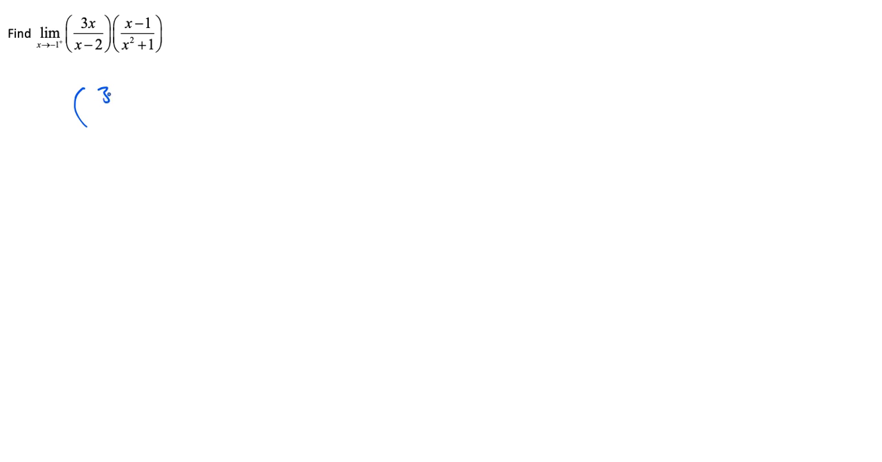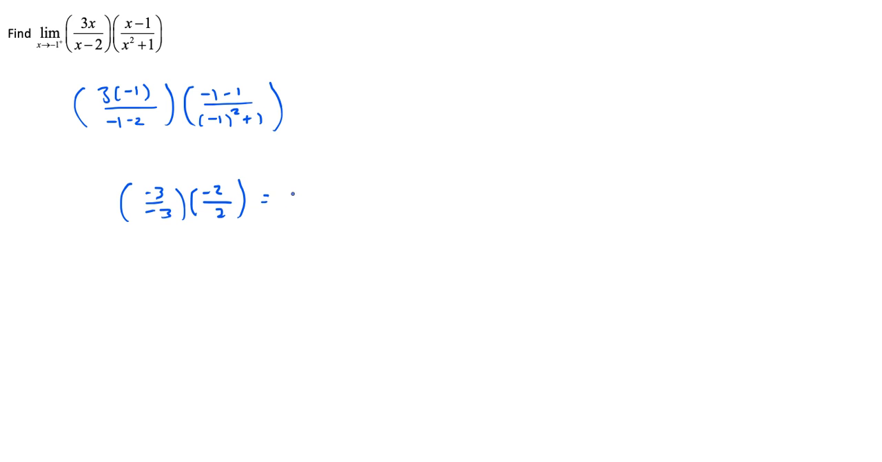Okay, so we get 3 times -1, and then -1 minus 2 for that first rational function, and then we get -1 minus 1, and then -1 squared plus 1 down here. So once again, we notice we do not get zeros in any denominator. So now what happens? We get -3 over -3 times -2 over, now you've got to be careful with this one, right? This becomes a +1, so there's a +2. All right, so what does this end up equaling here? This ends up equaling +1, or -1, I'm sorry, -1. Okay, so this final answer here is just equal to -1.